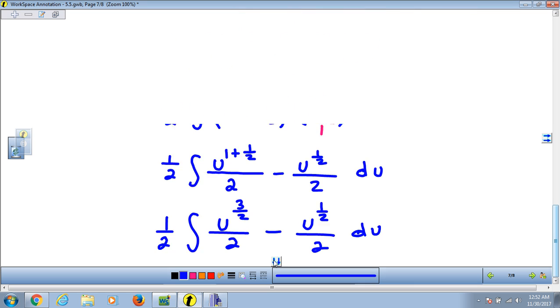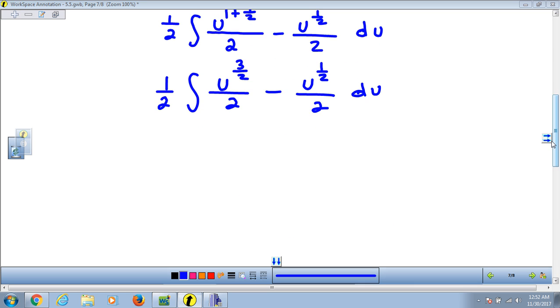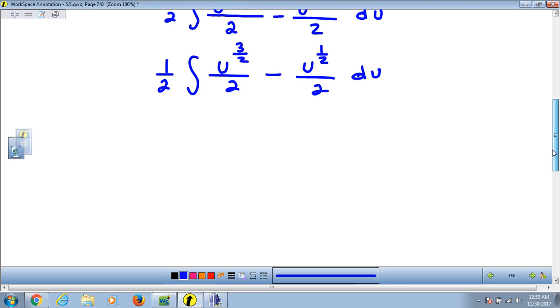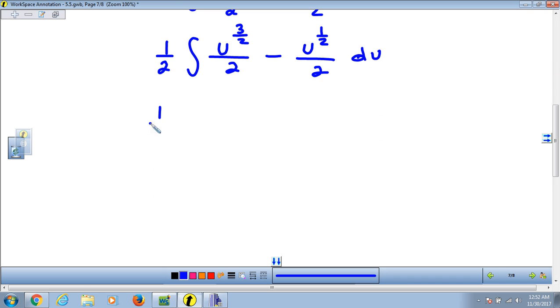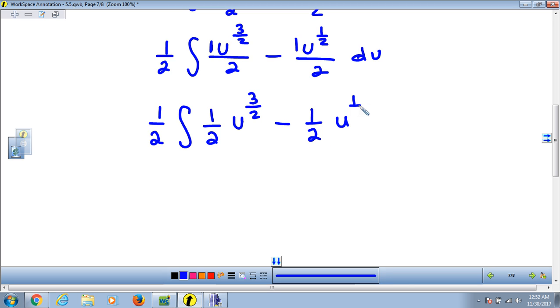Could we try now doing the, sorry that I went all the way to the bottom. Could we do the integration? Maybe, yes, but before you even do the integration, let's do something else that I know that's going to help. Rewrite the fractions as there's a 1 here at the front, we all know that, 1/2 times u raised to the 3/2 minus, there's a 1 here, so 1/2 times u raised to the 1/2 du. Now, you can try to do the integration.